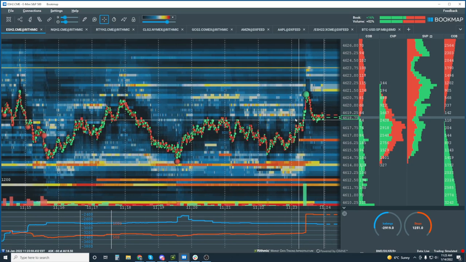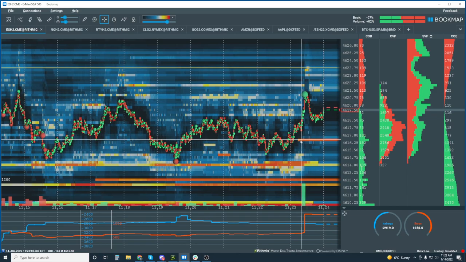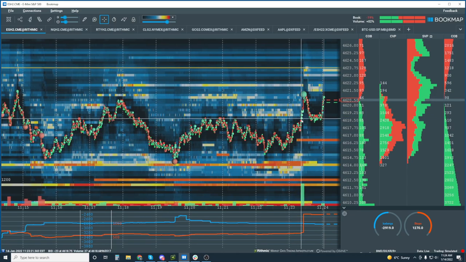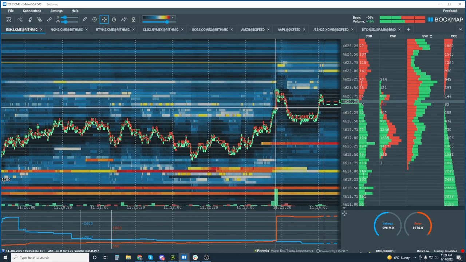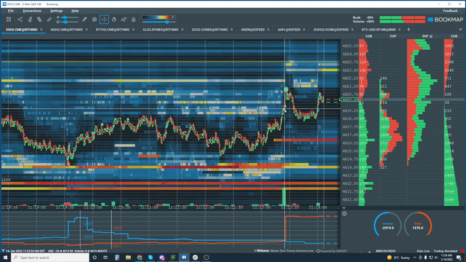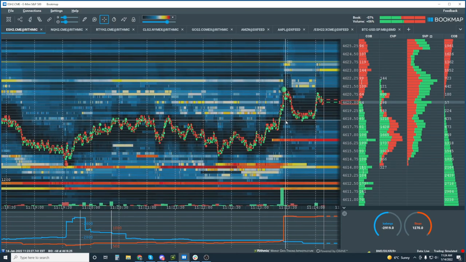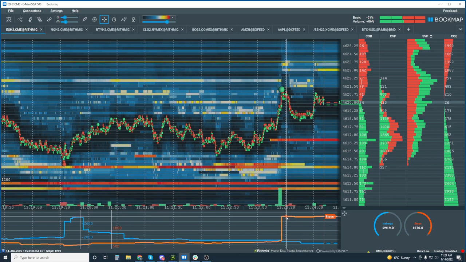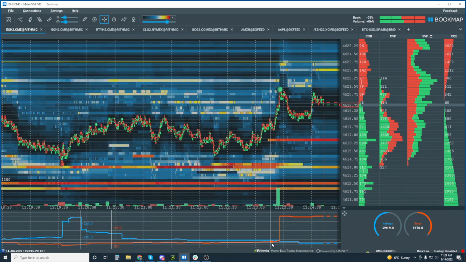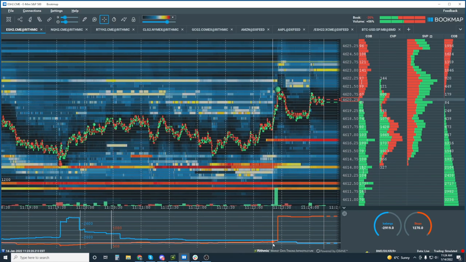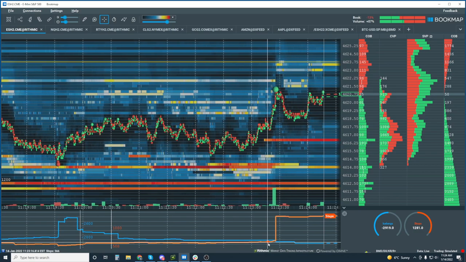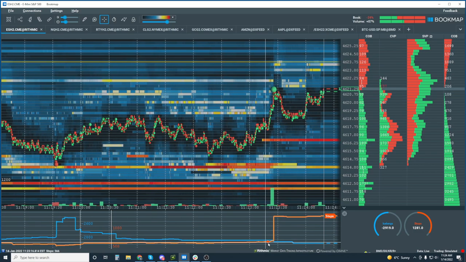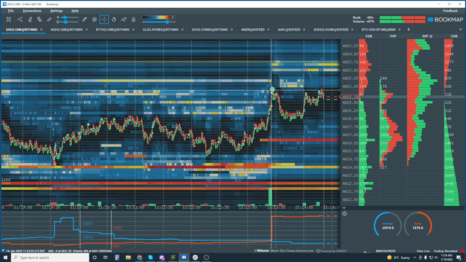Hard to catch that one. Okay, but this came in first before the volume move here, though. You can see that, and that's a beautiful stop run too. Beauty. Yeah, that's 600 or so stops.